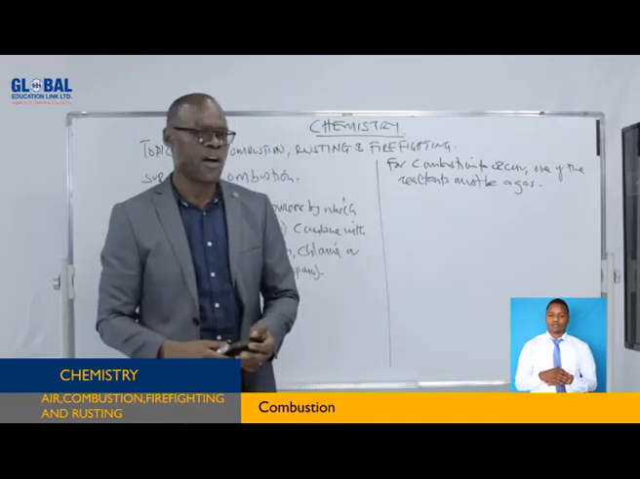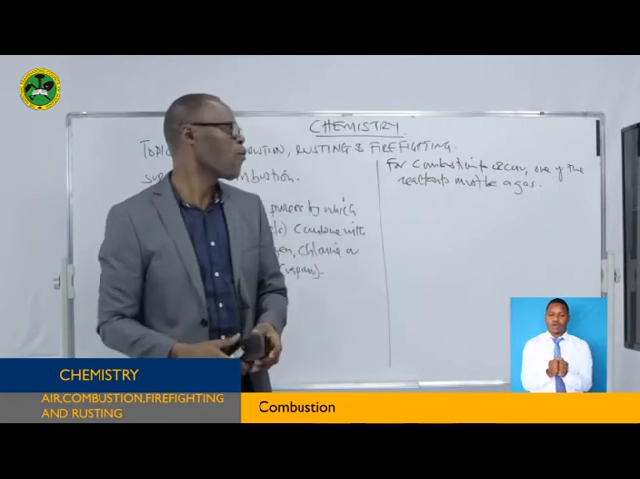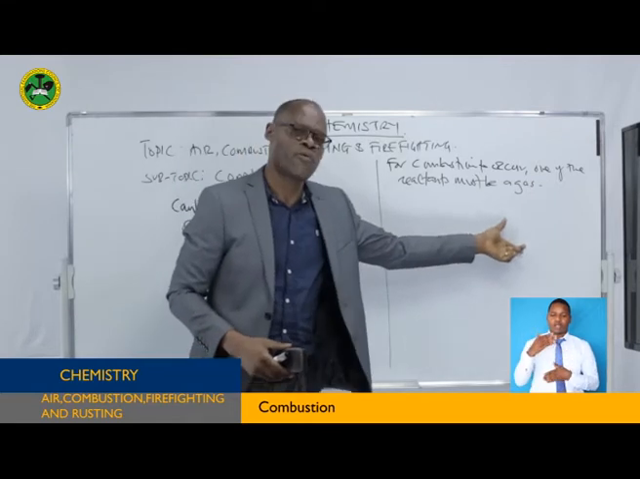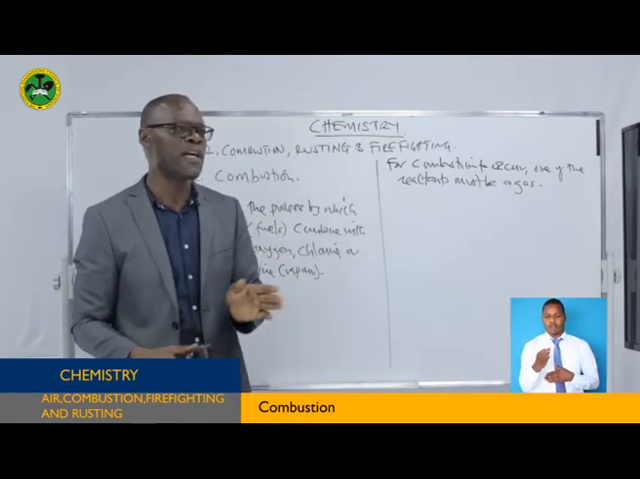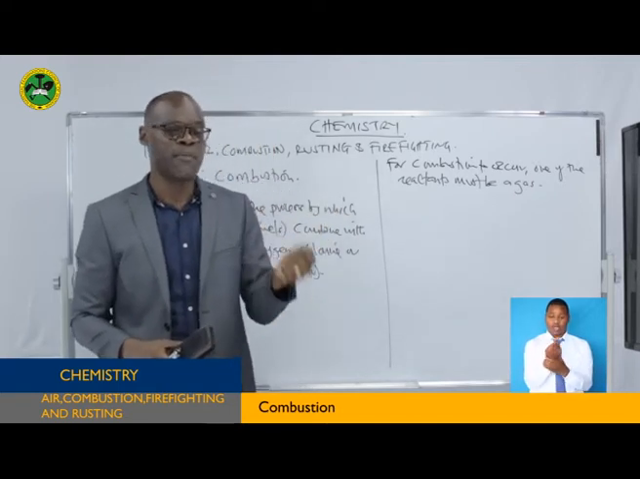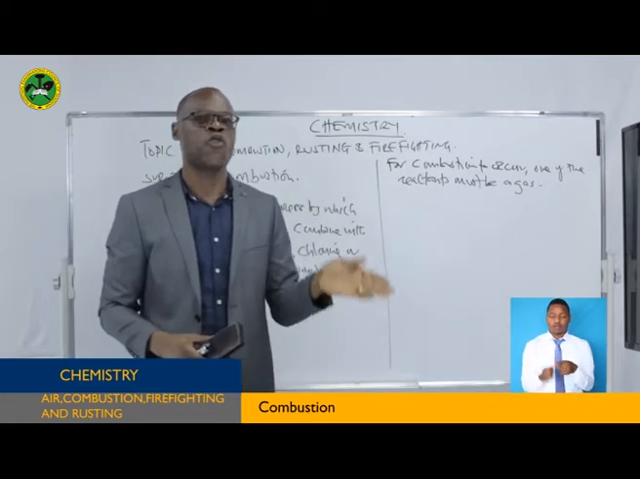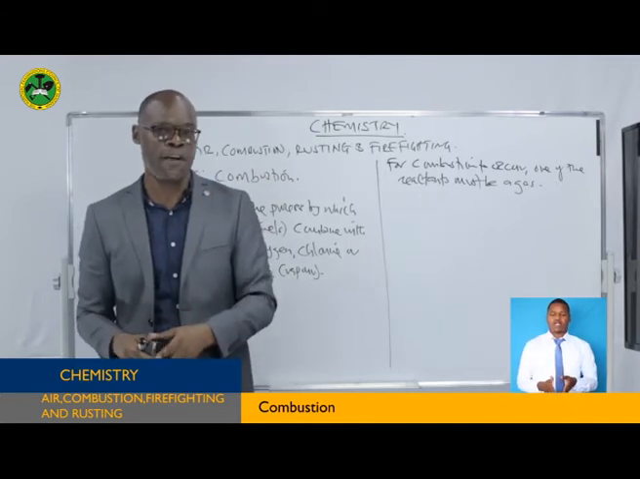Now, when a substance combusts, or burns in oxygen or in air, or when these substances combine with the gas, we form particular products. The products of combustion normally are hot gases. These hot gases, we see them as flames. So whenever you see a flame somewhere, remember it is because a particular substance, whether it's a fuel or anything, is combining with a gas to produce that hot gas, which is called a flame.